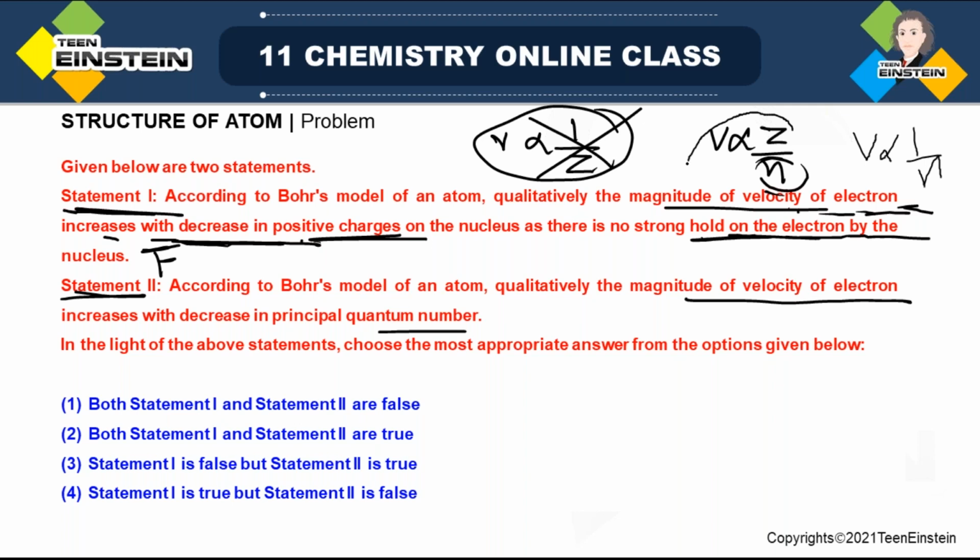How V is related to Z, is it proportional or inversely proportional? How V is related to principal quantum number, is it proportional or inversely proportional? Okay. So here first statement is not correct, but second statement is correct.